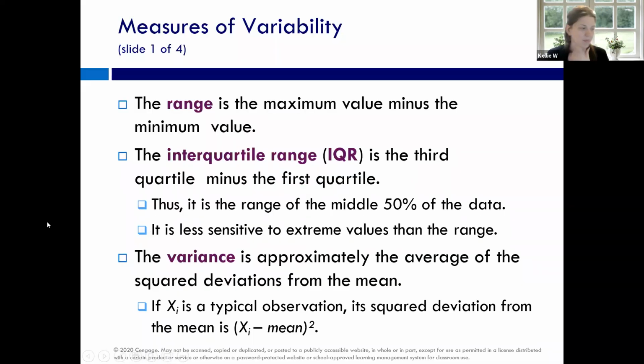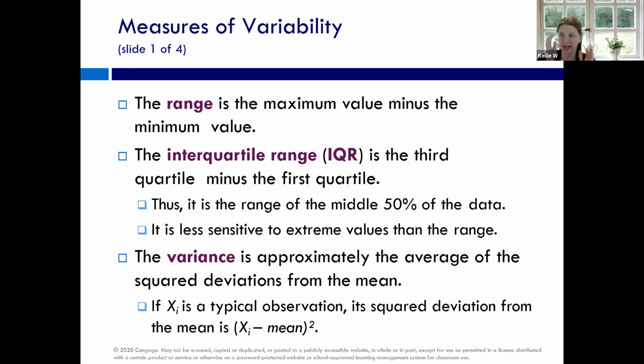Okay, we also have some measures of variability. Range is the maximum minus the minimum. That's the total spread in the data. And the interquartile range is the third quartile minus the first quartile. Quartiles just means you've broken your data up into the first 25%, 25 to 50, 50 to 75, 75 to 100. So if you're doing the third minus the first, 75 minus 25, that's the mid 50% of the data.